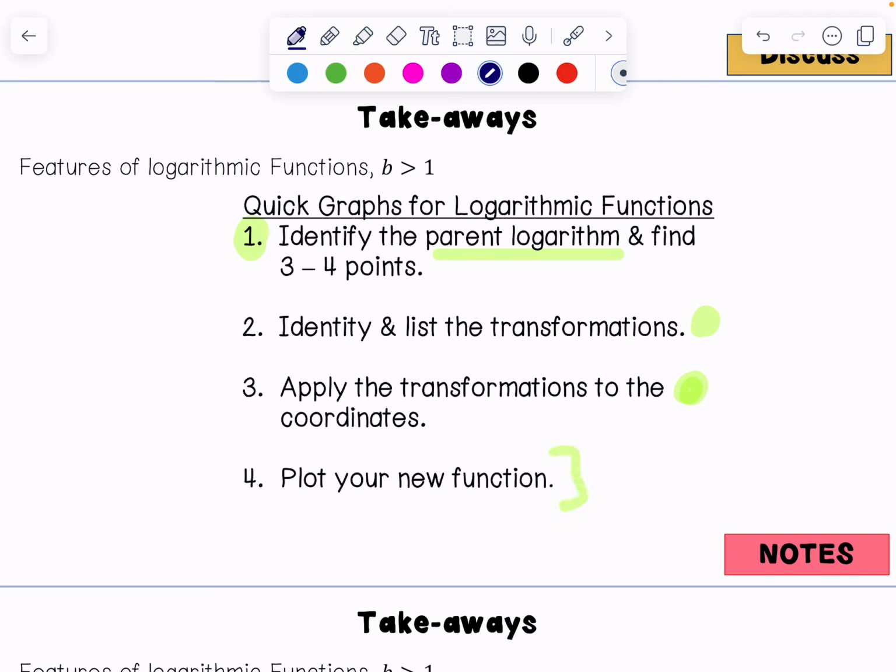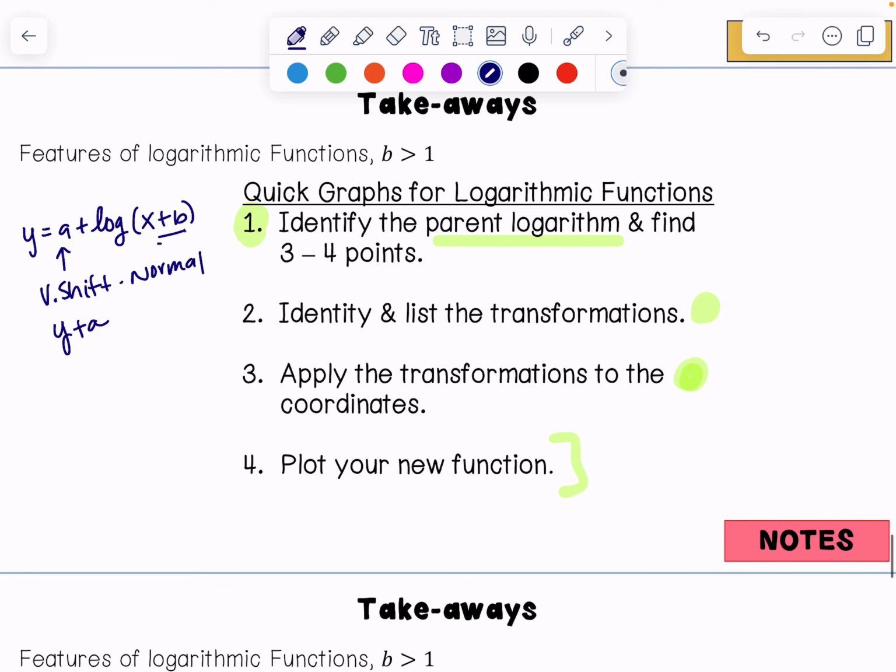One of the reminders here is that if we have y equals a plus log of x plus b, our a value is going to be our vertical shift, and that's always going to be normal. So you would take your y values and just add that a value to it, versus the b, because it's inside with our x, that is our horizontal shift. And that's always going to be backwards or opposite. So if it's x plus b, you're actually going to do x minus b. So we're always going to see that opposite relationship here.